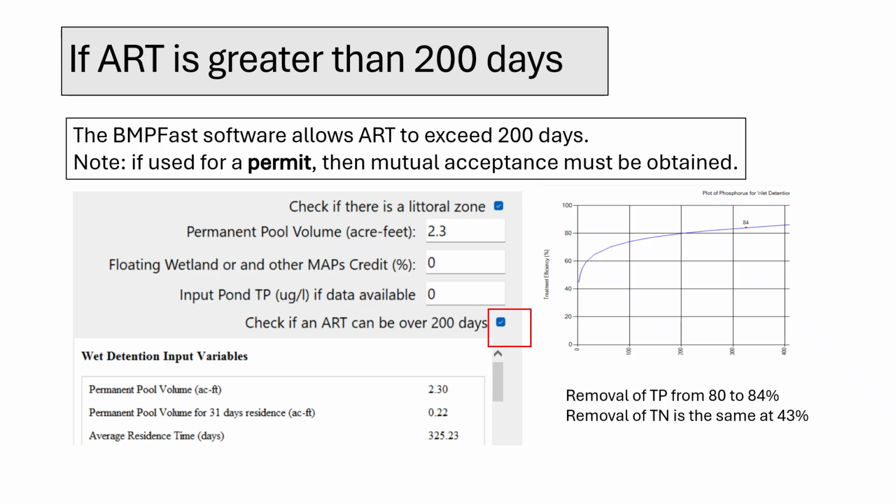When extending the ART beyond 200 days in BMPFast, you'll observe a specific change in the pollutant removal efficiencies. For total phosphorus, or TP, the removal rate increases from 80% to 84%. However, the removal efficiency for total nitrogen, or TN, remains consistent at a rounded 43%, similar to the removal at the maximum ART of 200 days.